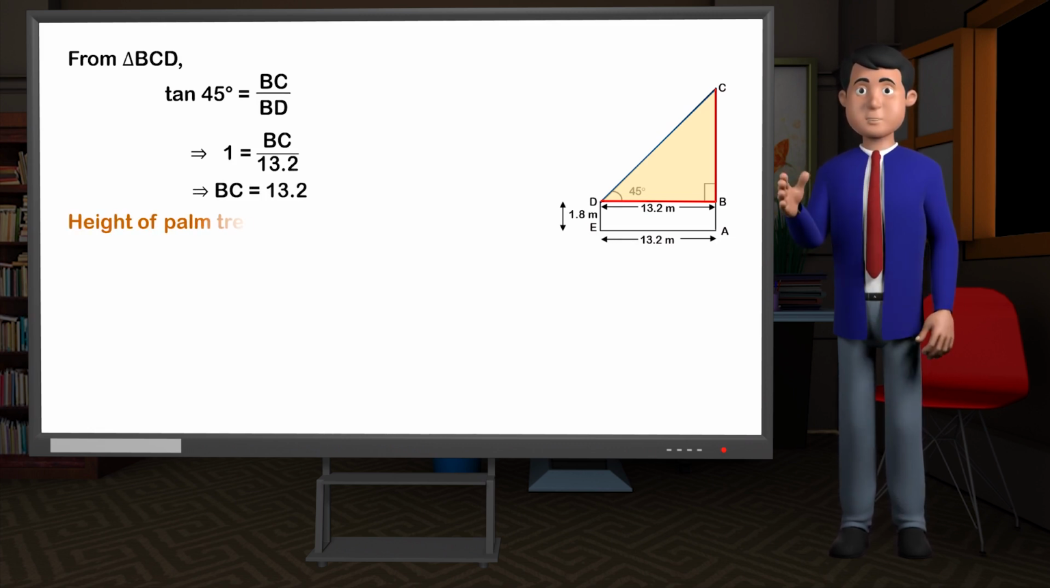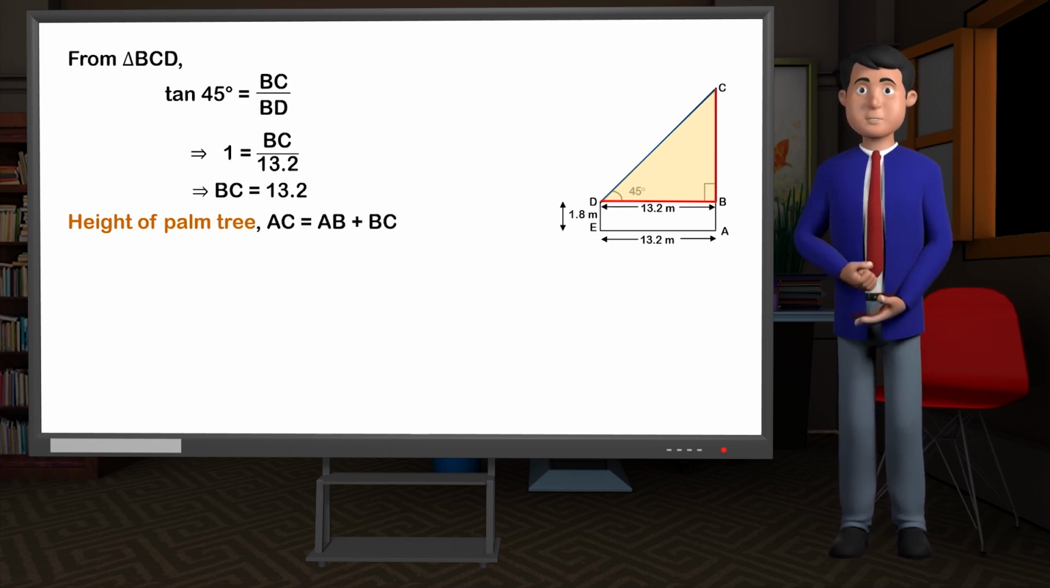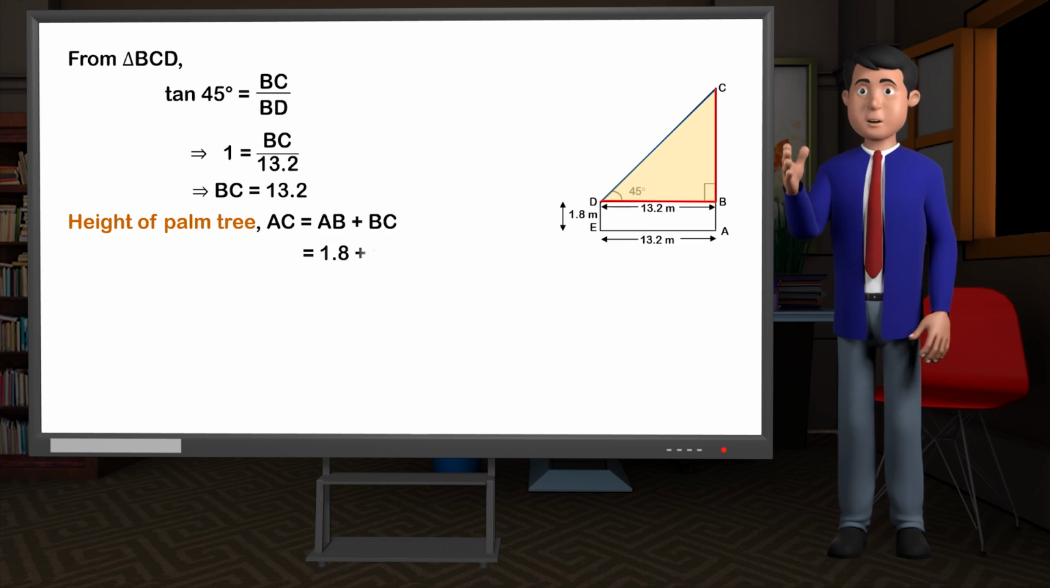Height of the palm tree, that is AC, is equal to AB plus BC, which is equal to 1.8 plus 13.2 is equal to 15 meters.